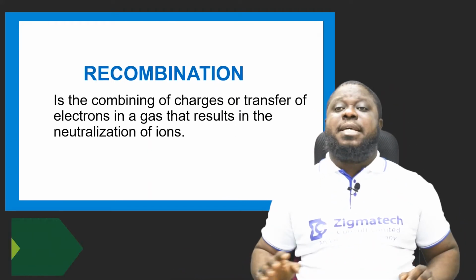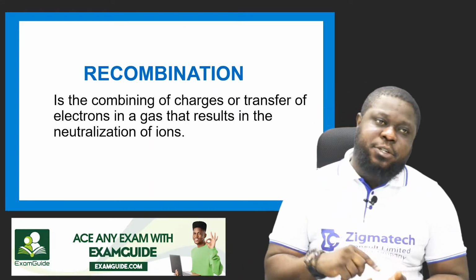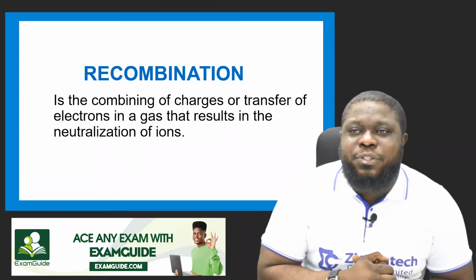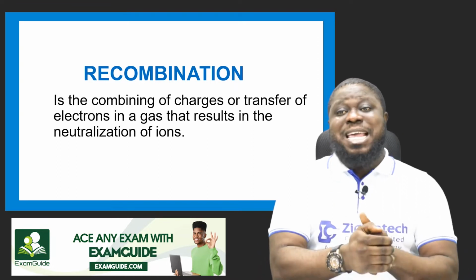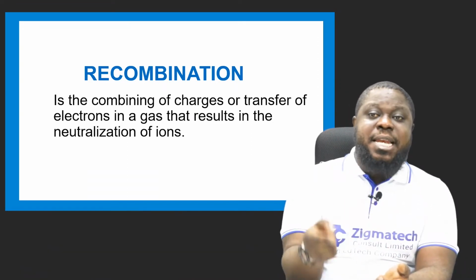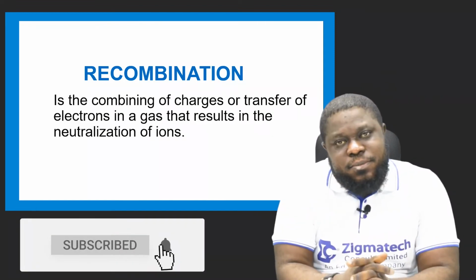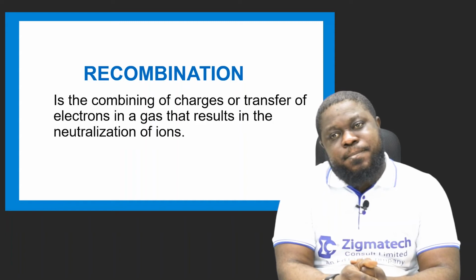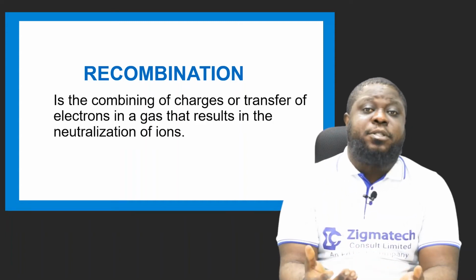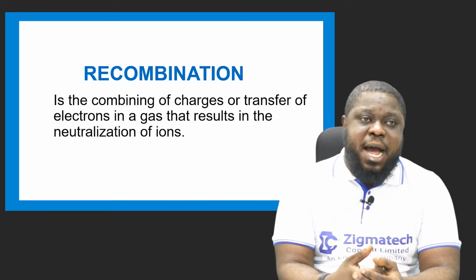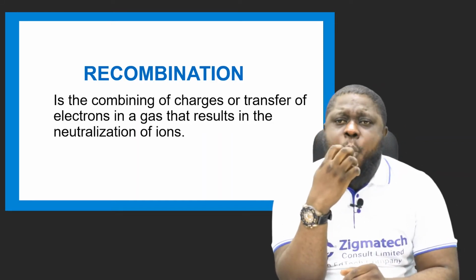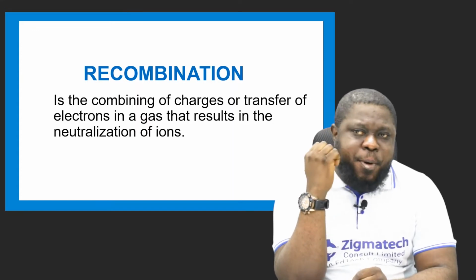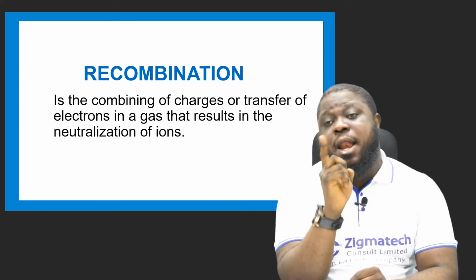Now the next one is recombination. Recombination is the combining of charges or transfer of electrons in a gas that results in the neutralization of ions. In essence, the plasma changes back to gas. In this recombination, that is the process by which the plasma changes back to what? Gas. Now, when these fireworks burst out, you get a smell.